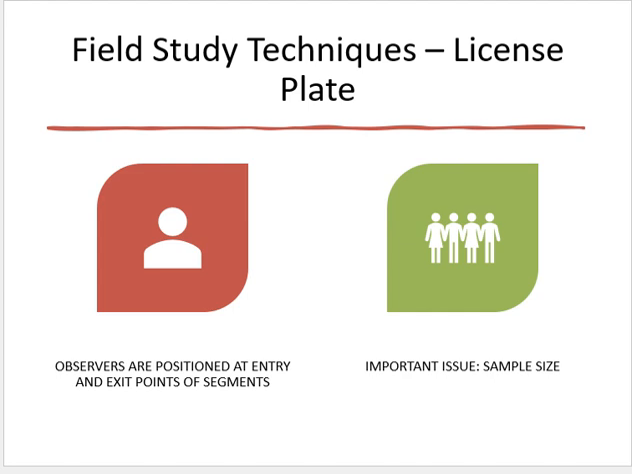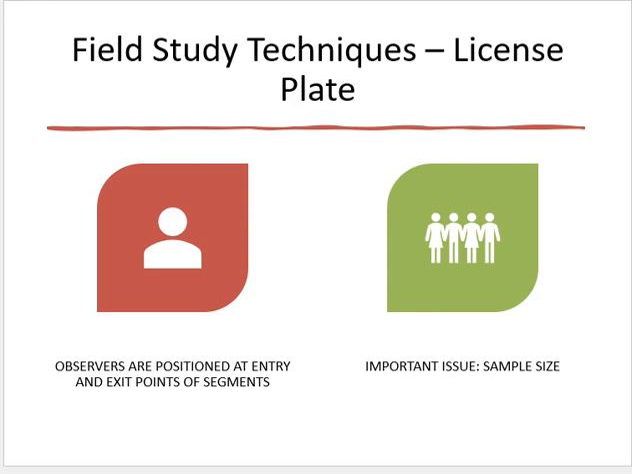When the survey is finished, they get together and match their license plate numbers. Wherever the license plate number is matching, they can get the time. So the same car went from the first point at 9 and reached the last point at 9:30. So you know the travel time.